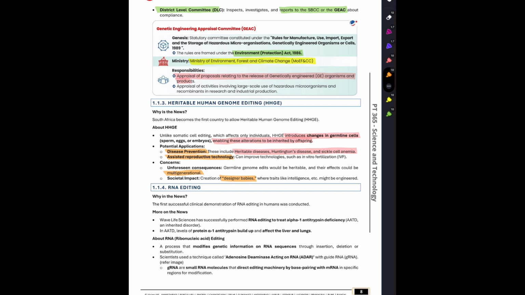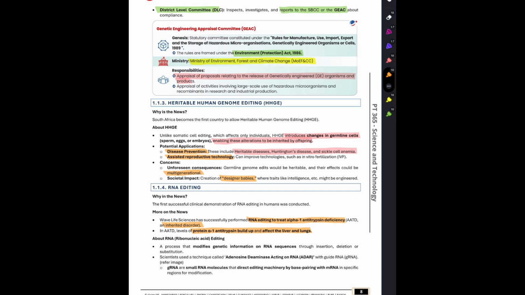Wave Life Sciences has successfully performed RNA editing to treat alpha 1 antitrypsin deficiency (AATD), an inherited disorder. In AATD, the protein alpha 1 antitrypsin builds up, piles up, and affects the liver and lungs.